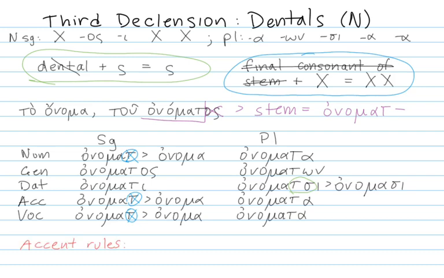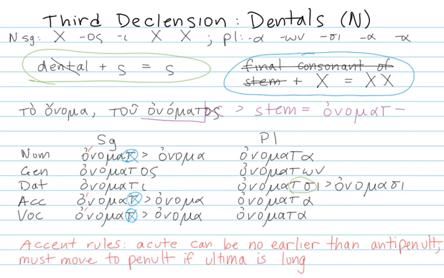Now I'll apply some accent rules. The things you need to know here, of course, accents are persistent for nouns, so you look at where it is in the nominative singular. It's onoma. The accusative singular and vocative singular are going to be identical. Then you want to know that the acute can be no earlier in the word than the third to last syllable. Many of these words are 4 syllables long, so it can't stay on the first syllable. The other rule is that if the ultima is long, that acute accent must move to the penult.